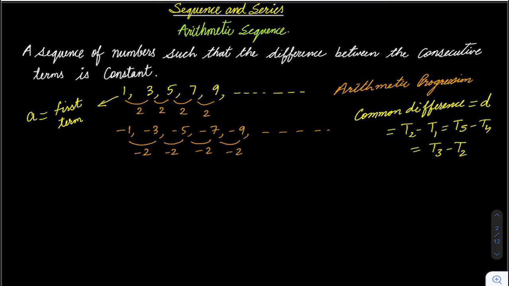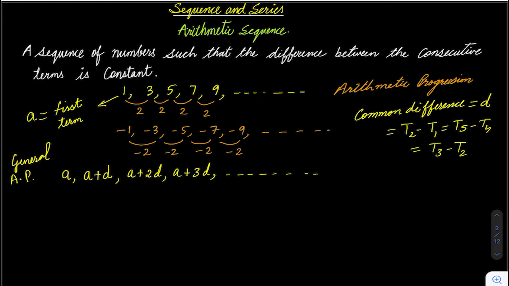Okay, so a general arithmetic sequence is like this. If the first term is A and the common difference is D, then obviously the second term is A plus D, because the difference should be D. And the next term will be A plus 2D, and the fourth term is A plus 3D, like this. So this is known as a general arithmetic sequence. Basically all arithmetic sequences can be represented like this.